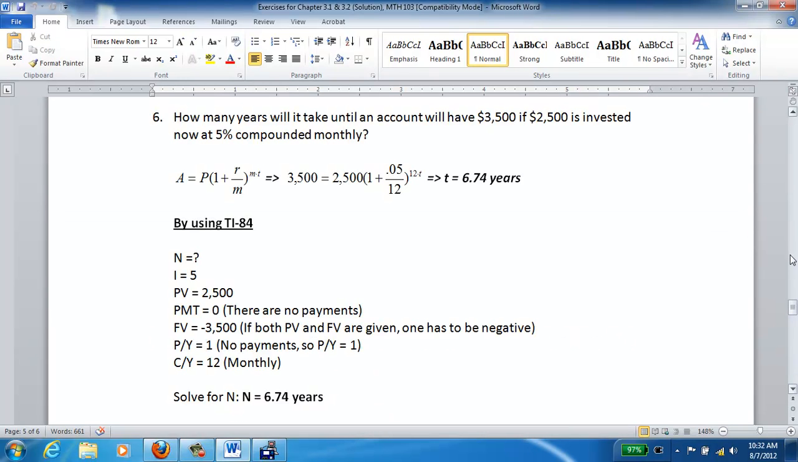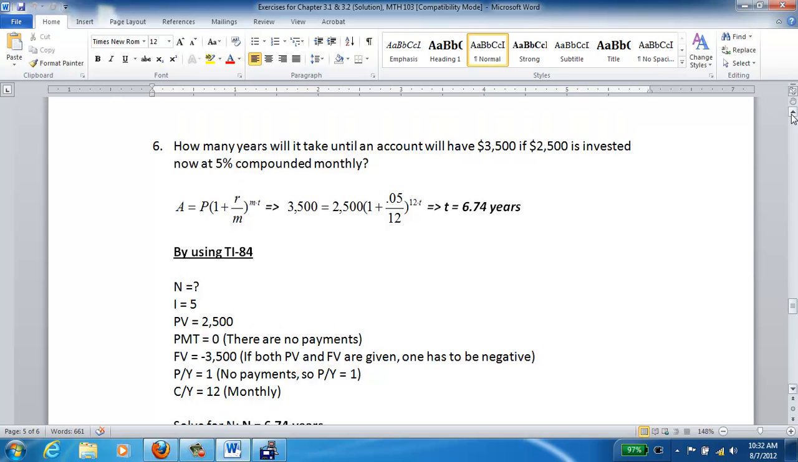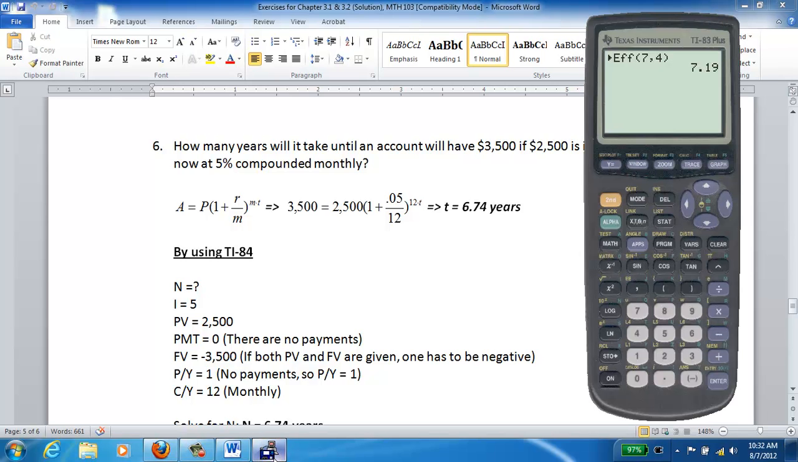Problem number 6. How many years is it going to take until an account will have 3,500 if 2,500 is invested now at 5% compounded monthly? In this case, the unknown is going to be the N. So let's clear it. Go to Applications, Finance, TVM Solver, and then N is the unknown. The rate is 5%. The present value will be 2,500.